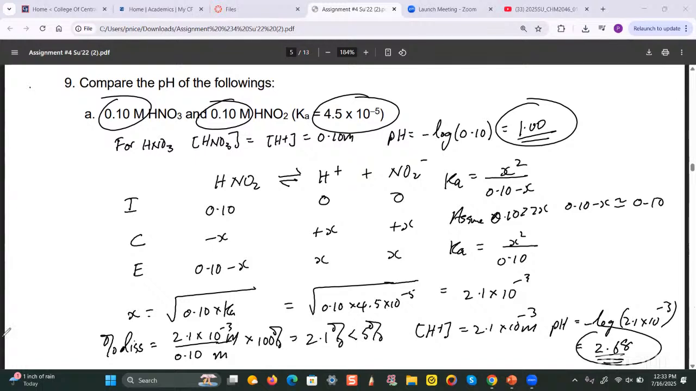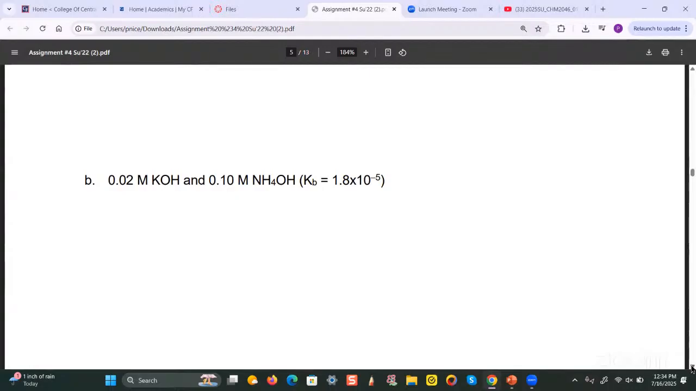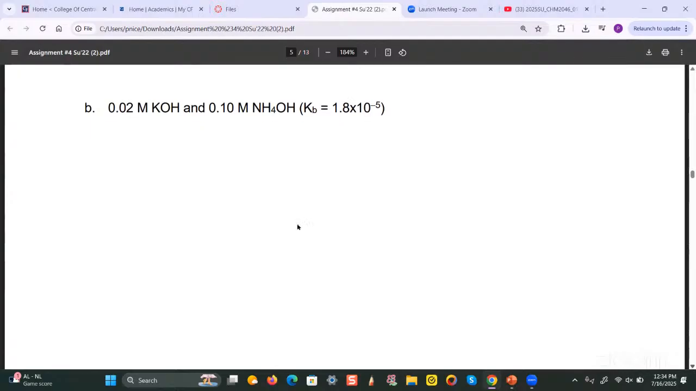So let me clear this and scroll down. Okay, in the case of B, it's pretty much the same thing. The only difference, of course, is that we're dealing with bases, all right? We're dealing with 0.02 M potassium hydroxide and 0.10 M ammonium hydroxide, right?